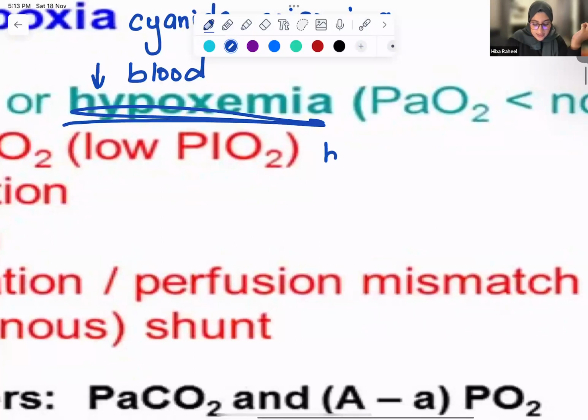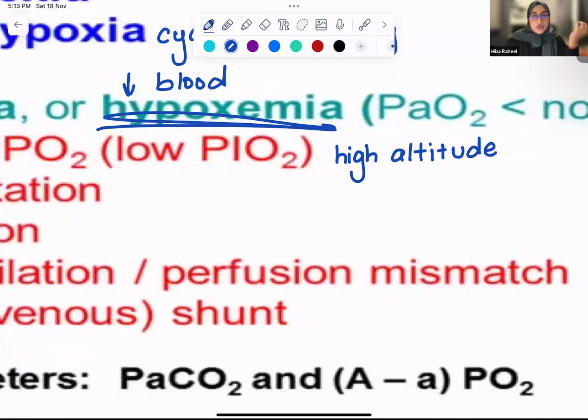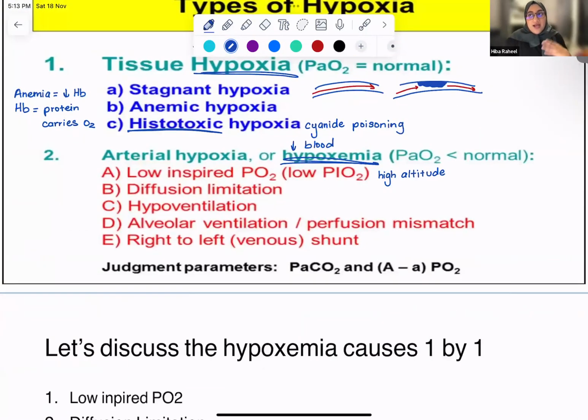For example, high altitudes. When you go to the mountain areas, you will sometimes feel like you are running out of breath, or like you have to take in more breaths, or you're getting dizzy. That is because the oxygen content in high altitudes is very low, and in order to compensate for the lack of oxygen, we start hyperventilating, we start breathing faster. Okay, and if oxygen is not maintained, this can eventually lead to hypoxemia.